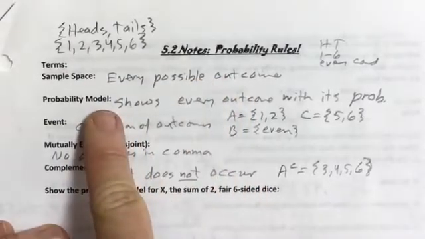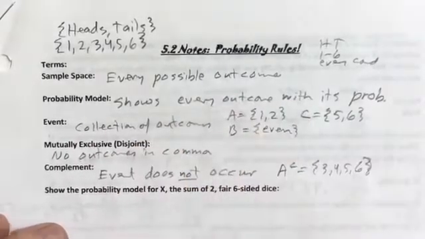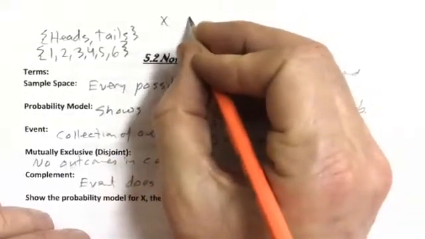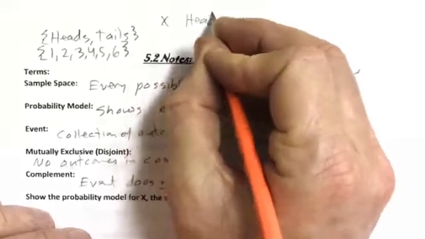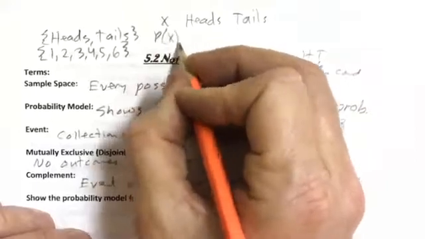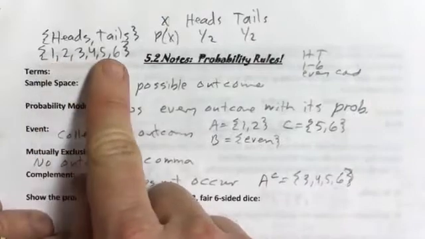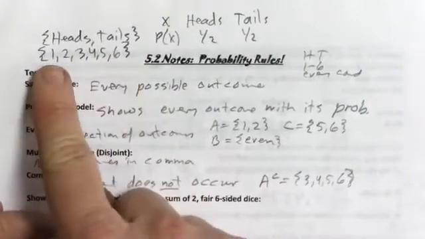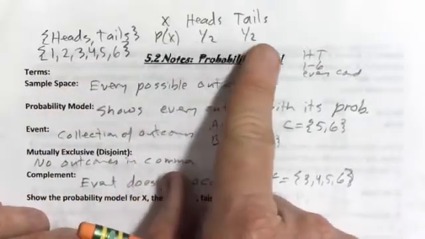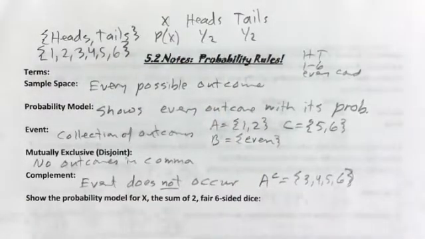The probability model assigns probabilities to every outcome. It shows every outcome with its probability. So for the probability model for flipping a coin, you would say my X value is either going to be heads or it's going to be tails, and you just assign the probability to each of those. If it's a fair coin, it'll be 1/2, like that. For the probability model for rolling a six-sided die, it would be the numbers 1 through 6, and the probability of each would be 1/6. The key thing here is the probabilities have to add up to 1. If they don't add up to 1, then it's not a probability model.